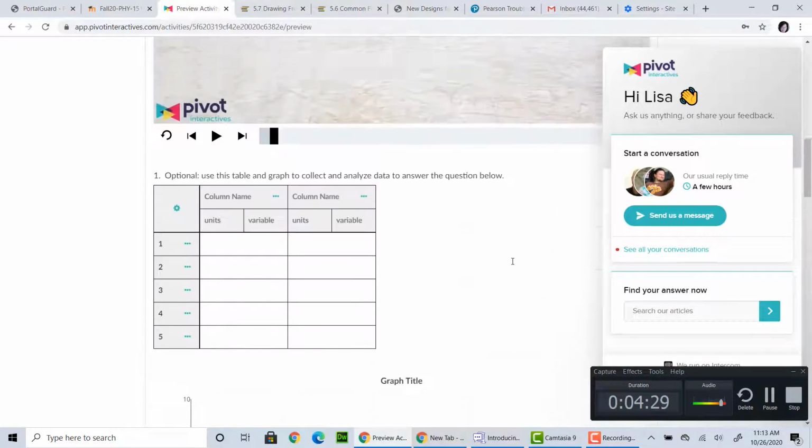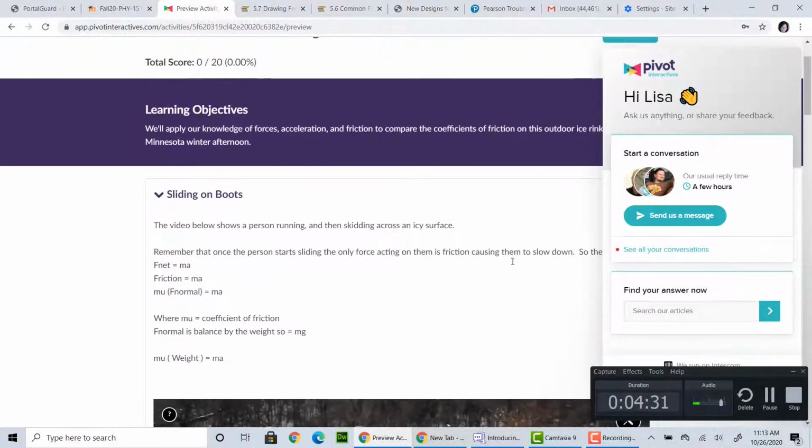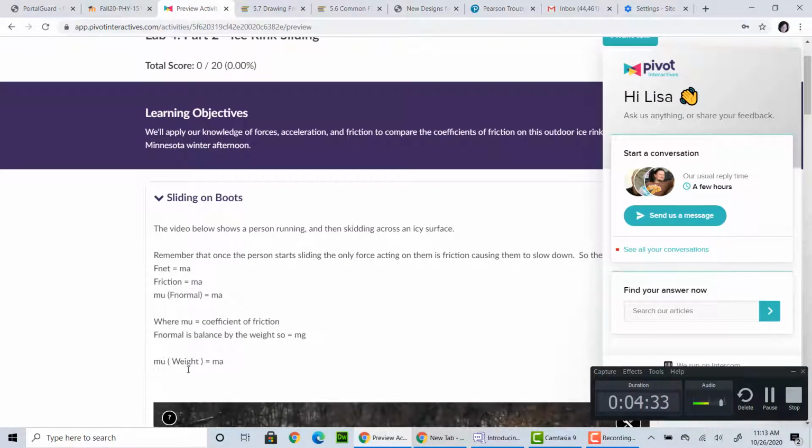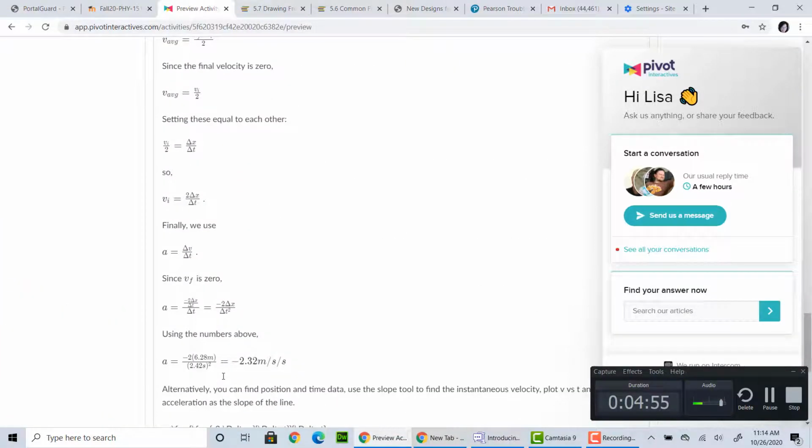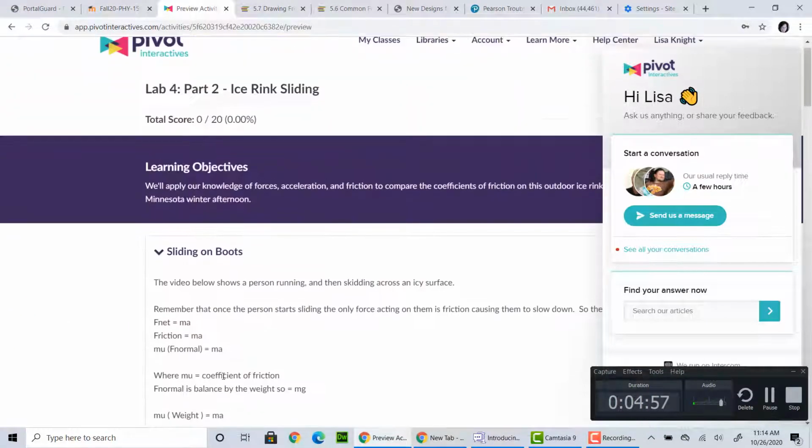Once you know what a is, then all you have to do is plug into this formula and solve for mu, right? Because this would be mu times the weight, which is mg, equals ma. So mu times mg equals ma, and the m's cancel out. And you know what g is. It's 9.8 meters per second squared. And you would have calculated a. And then you just solve for mu. So it's pretty simple, and it's just a simple exercise in doing a real-time calculation.